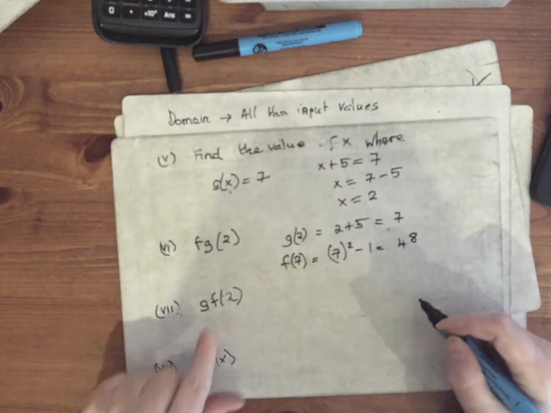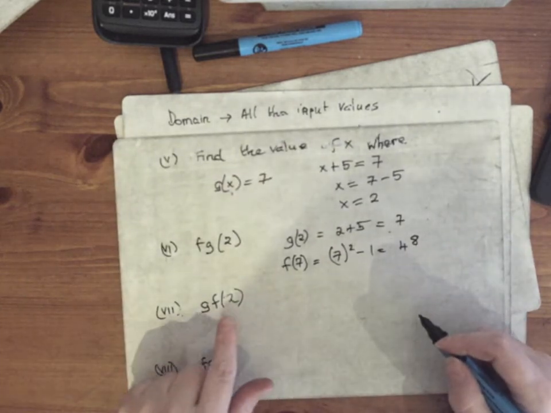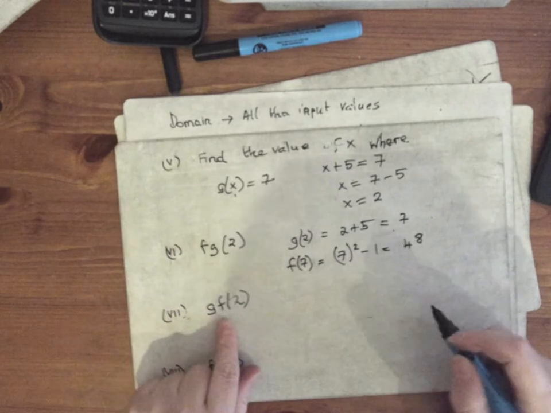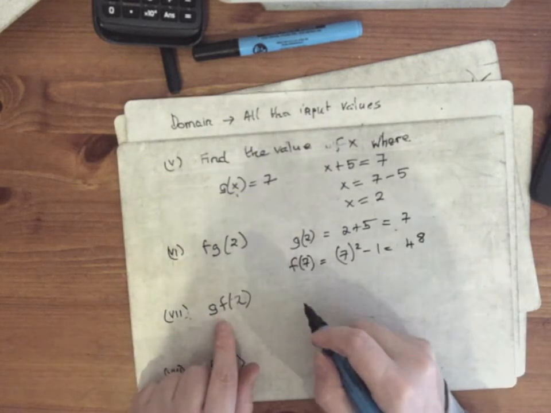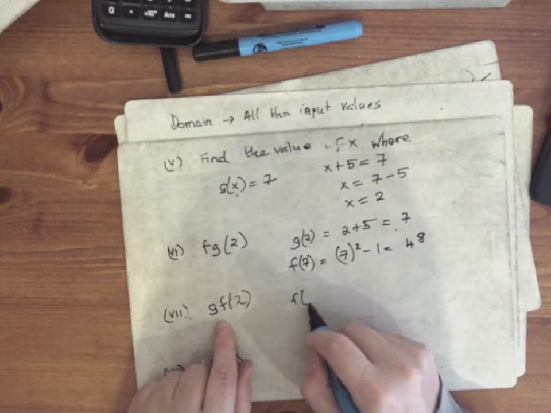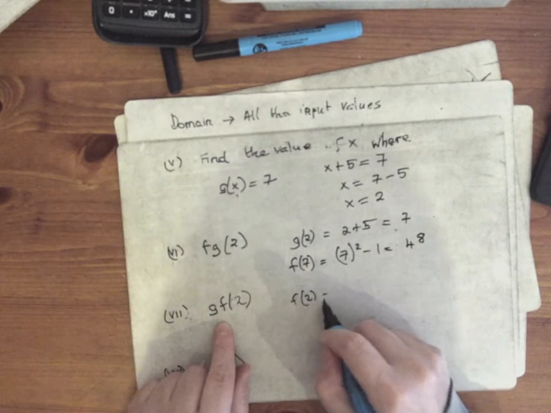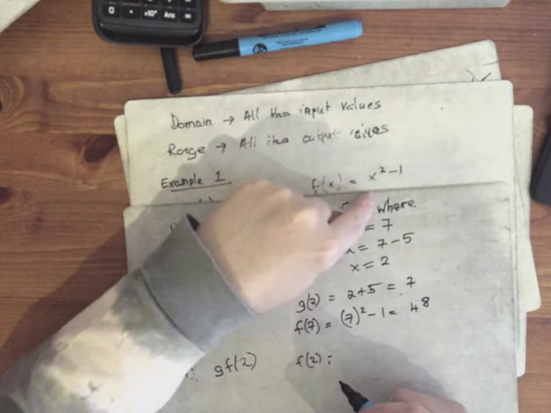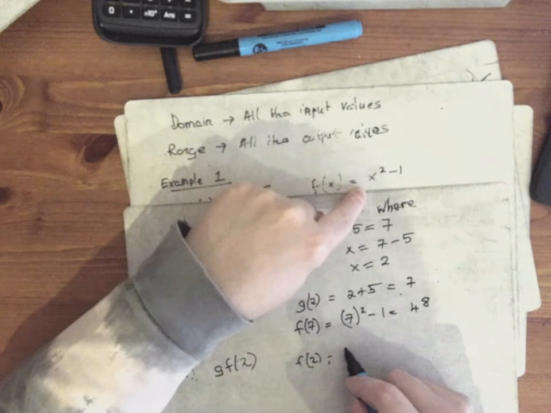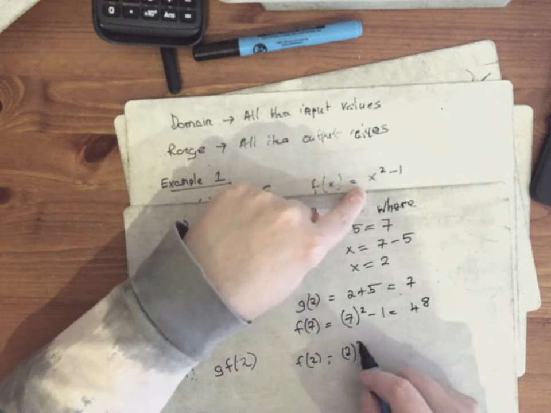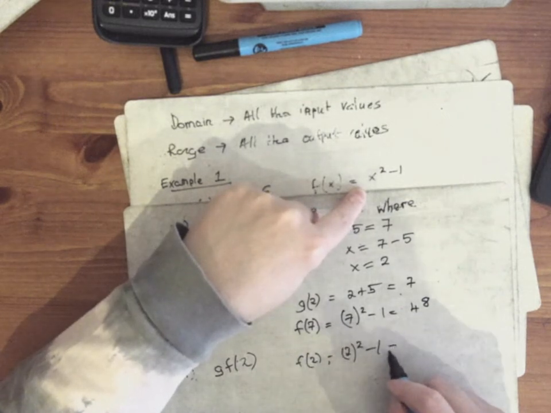Okay? g after f of 2, right? So that means you do g after f, so this time we do f of 2 first. So into f, everywhere I see an x, put in a 2. So it's 2 squared minus 1, which is 3.